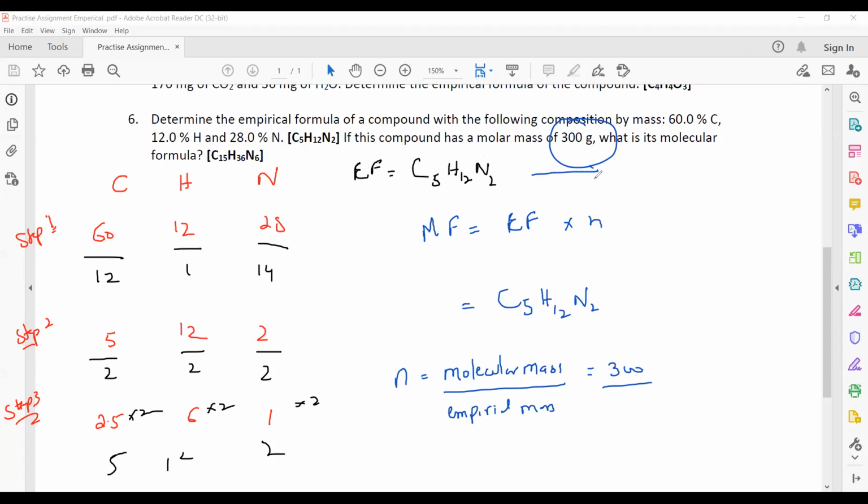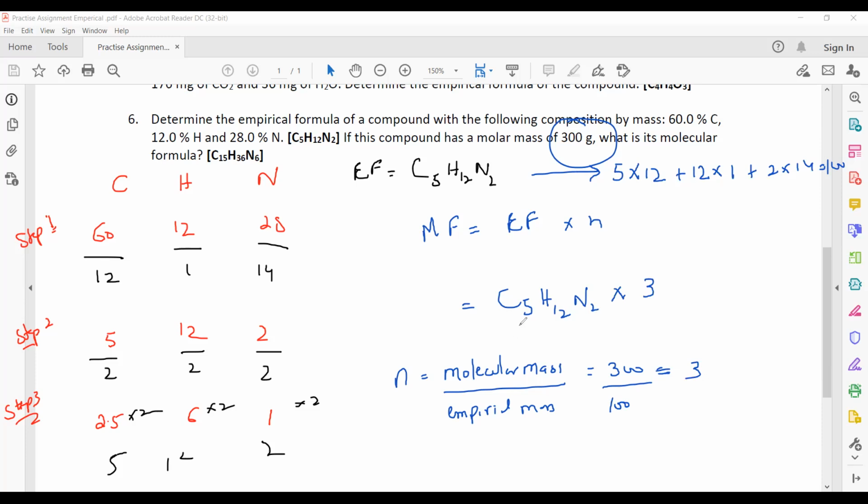For empirical mass, 5 carbon atoms are there, multiplied by 12, that will make 60. 12 hydrogen are there, multiplied by 1, so total will be 72, plus the mass of each nitrogen is 14 and there are 2, so it will be 2 multiplied by 14. When we work out, this will come out as 100. So empirical mass is 100. So 300 divided by 100, the value of n is equal to 3.